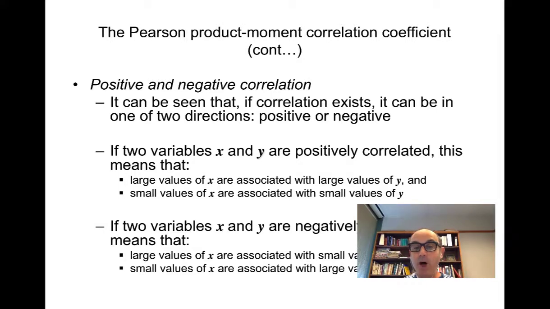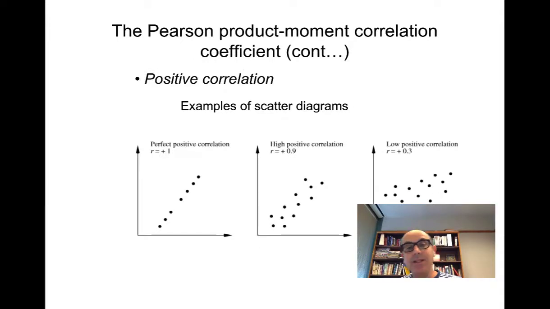So negative and positive: if the two variables are negatively correlated, that means the larger value of x is associated with the smaller value of y, and the smaller value of x is associated with a large value of y. So in this case, this is what the output looks like.